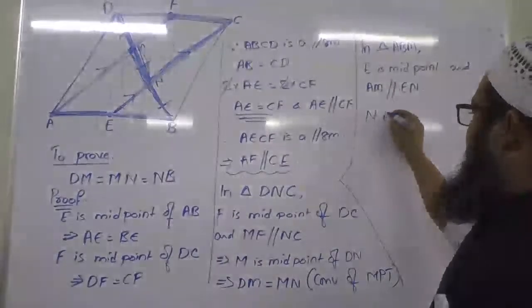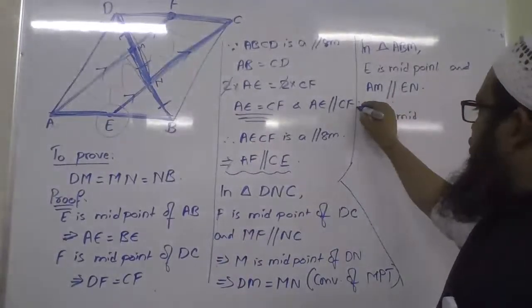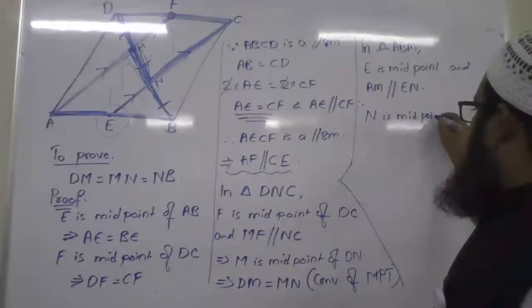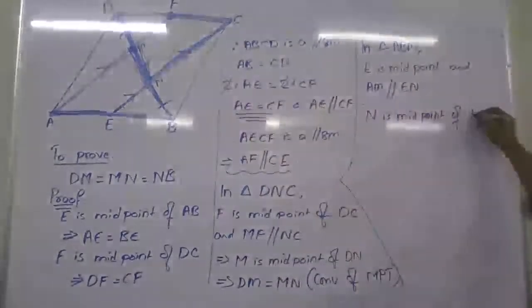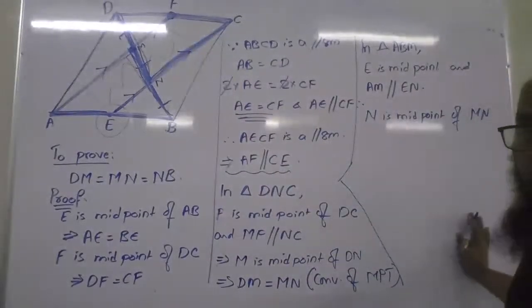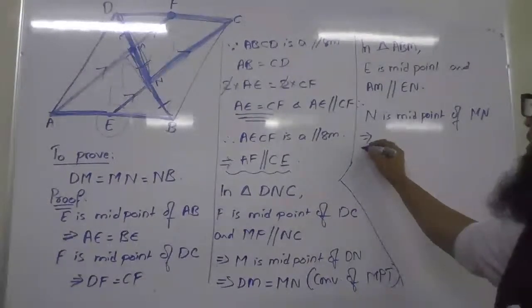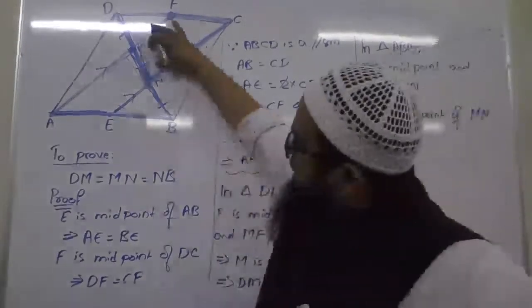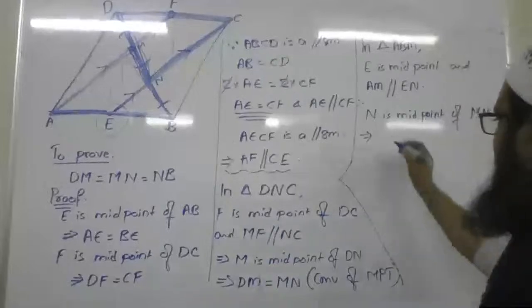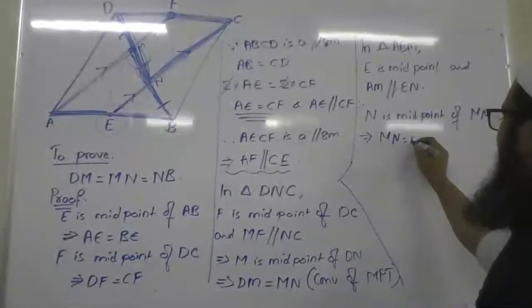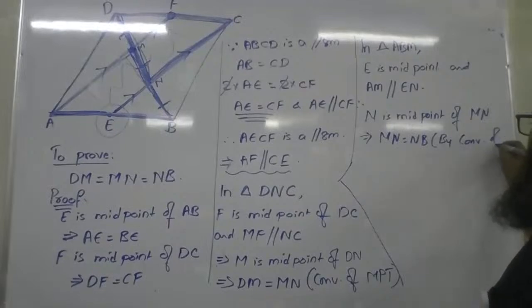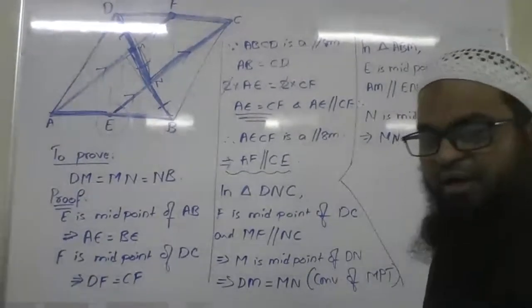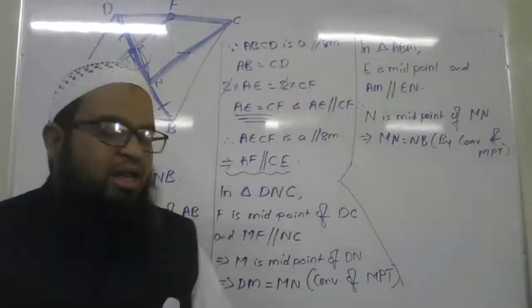Therefore N is midpoint of MB. So that implies if N is midpoint, what happens? MN is equal to NB. MN is equal to NB by converse of midpoint theorem. Got it, everybody? MN is equal to NB.